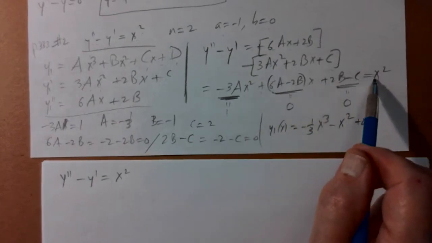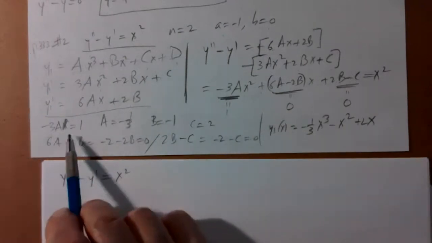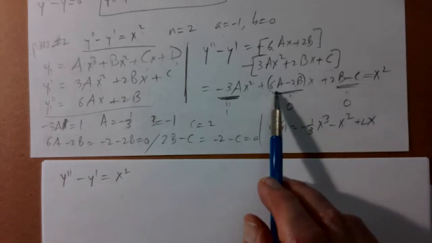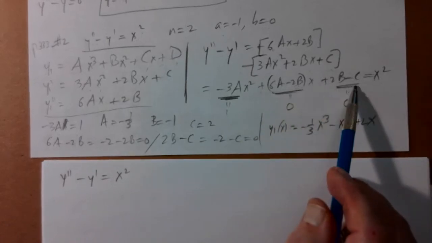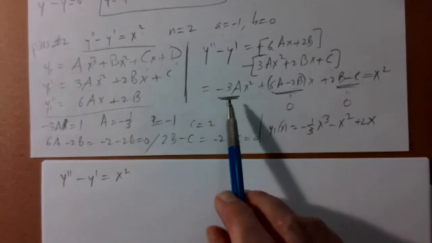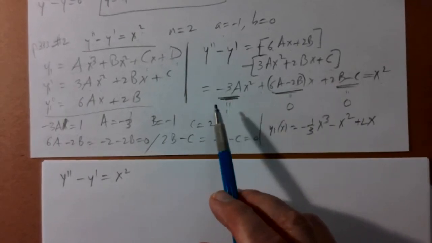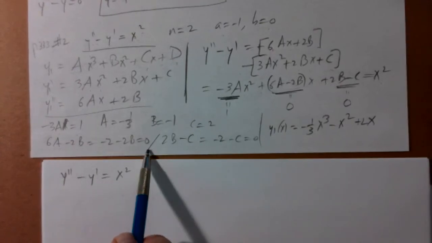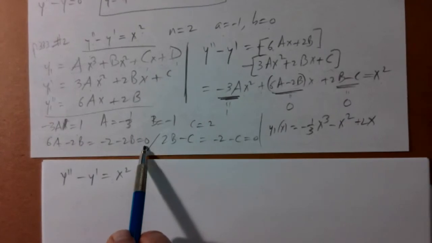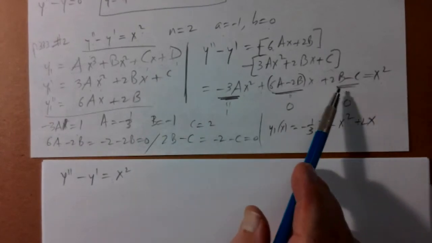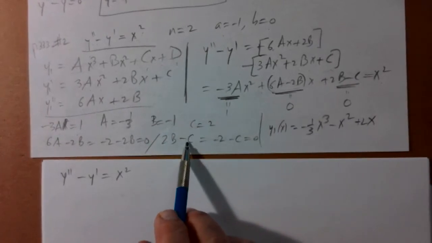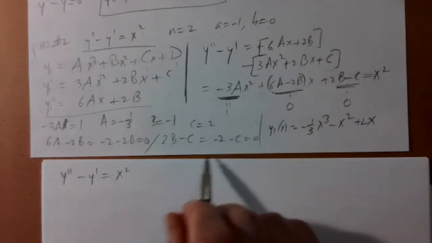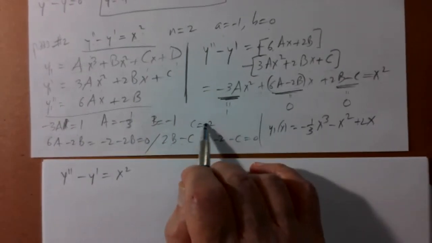So the coefficient of x squared is 1, so minus 3a is 1. The coefficient of x and the constant term is 0. So this has to be 0, and this has to be 0. So this says that a is minus a third. So 6a is minus 2, minus 2b is 0. So that says that b has to be minus 1. And 2b minus c is 0, so c is equal to 2b. So c should be minus 2.